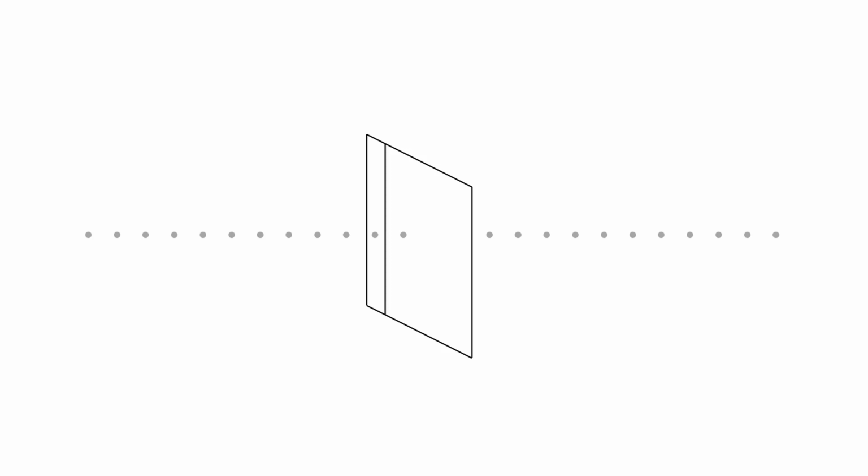Light is an electromagnetic wave. What does that mean? Everywhere in space there's an electric field and a magnetic field. And to produce light, those fields oscillate perpendicular to each other.